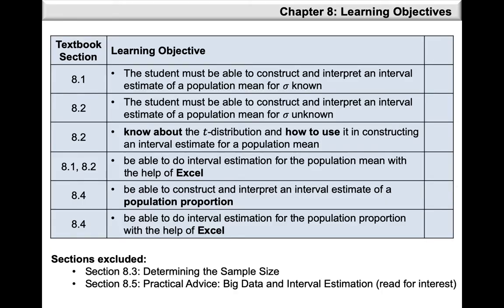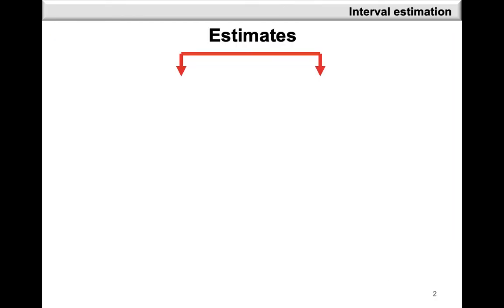In this video, we're going to take a look at how to construct and interpret an interval estimate of a population mean for sigma known. Now, let's suppose that you have a population parameter that is unknown to you and you would like to report an estimate for it. Then there are two ways that we can carry this out.